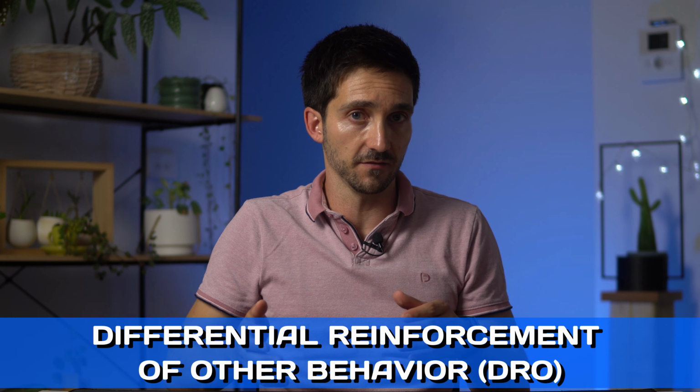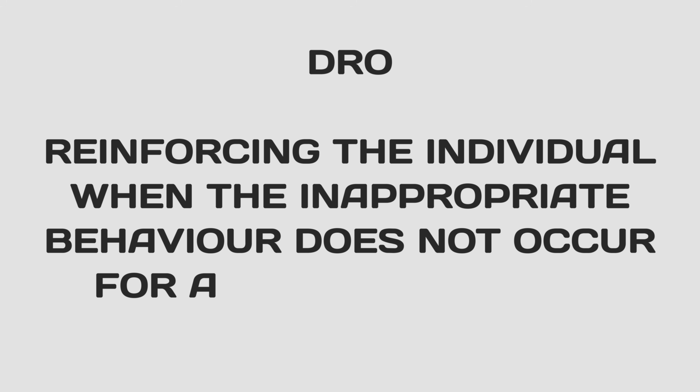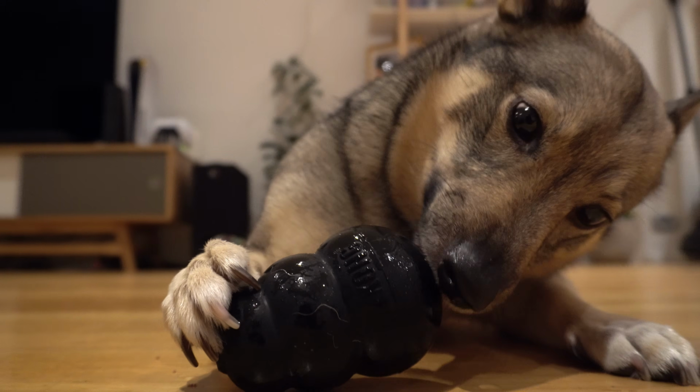Then we have differential reinforcement of other behavior, DRO. DRO involves reinforcing the individual when the inappropriate behavior does not occur for a specific amount of time. For instance, if a dog started leaving their bed during dinner time, we could set a timer for 10 minutes, and if the dog remained in bed for that time, we would offer them a stuffed Kong.